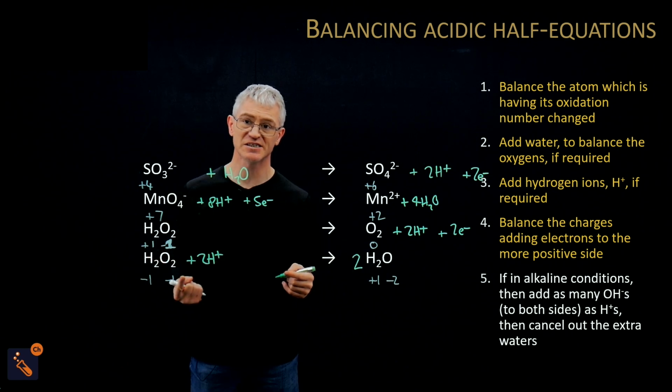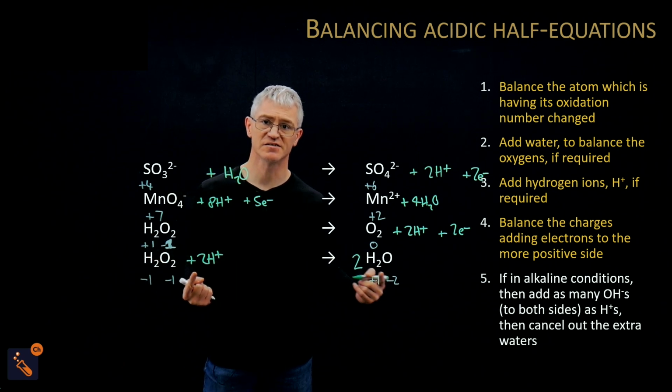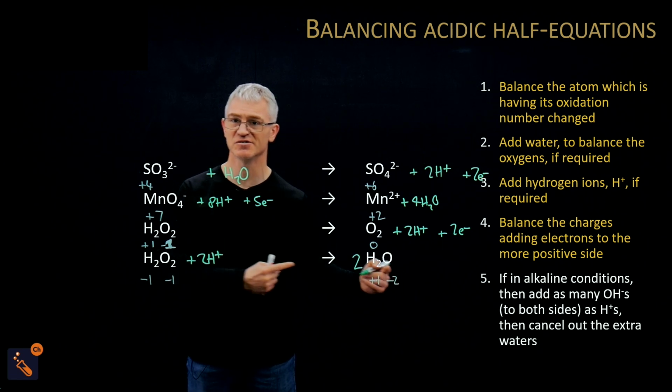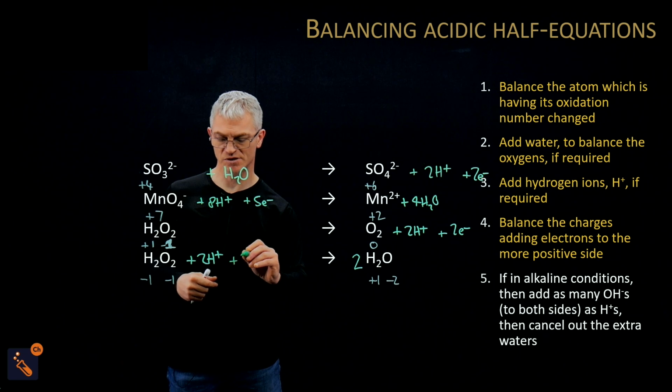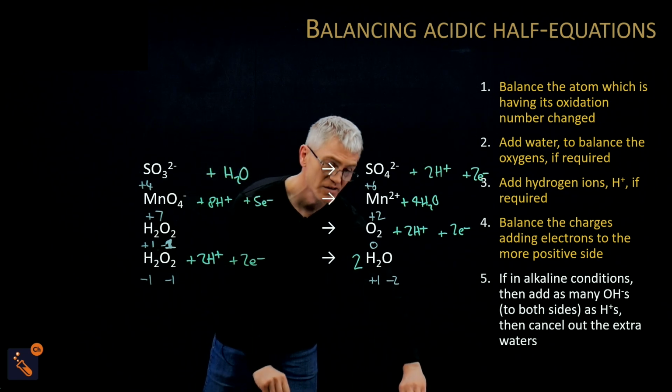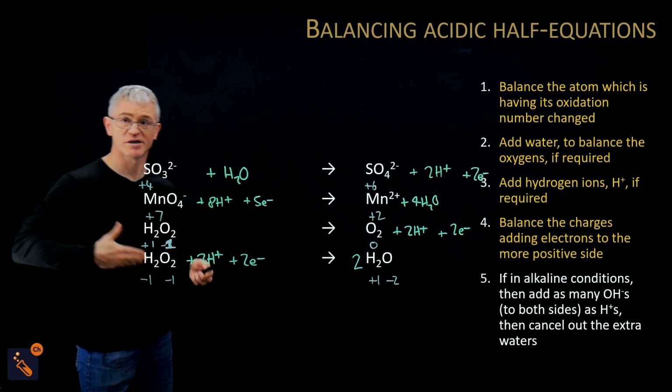Okay, so we've got that. The most positive side, this is 2+. This is 0, this is 2+. This is the most positive side, so I have to bring it down to 0 because 0 is the other side, and that's +2 electrons. Right, so that's 4 worked through quite quickly.